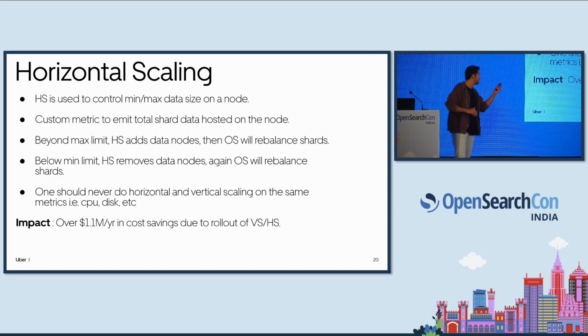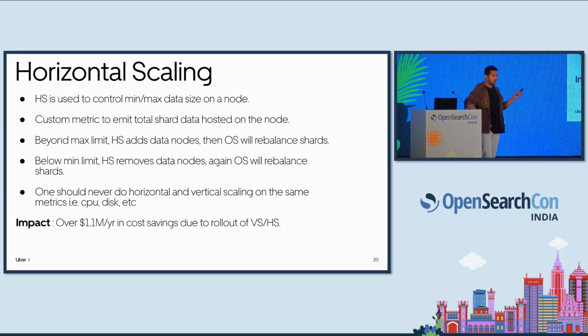So we implemented this about a year ago. Combining the horizontal scaling and vertical scaling, we've actually seen about $1 million per year in cost savings. Again, this is owing to the fact that previously you would always try to over-provision your cluster to handle your peak traffic, because when you're dealing with Uber traffic, they have seasonality. There are certain days in the year, certain months in the year, where you would have a very high number of Eats orders versus rides orders and so on.